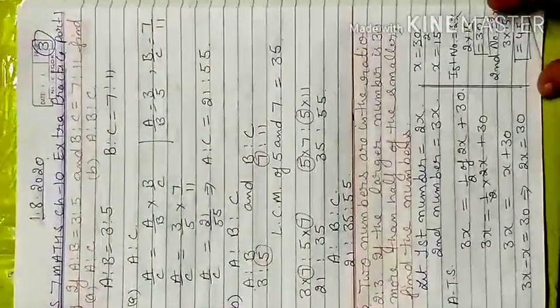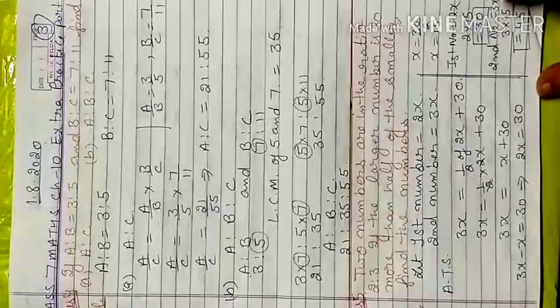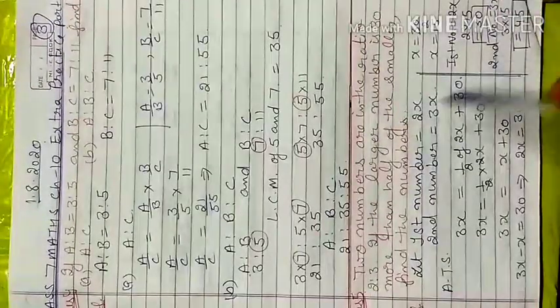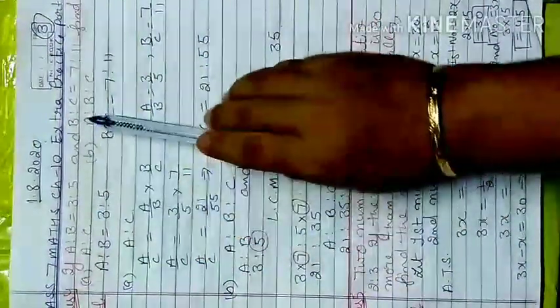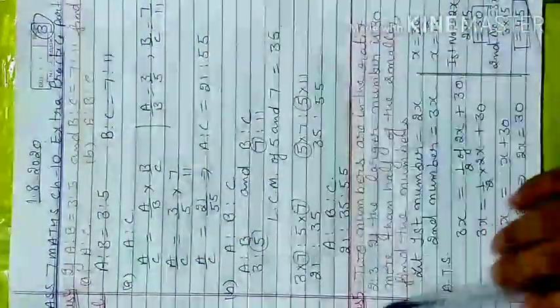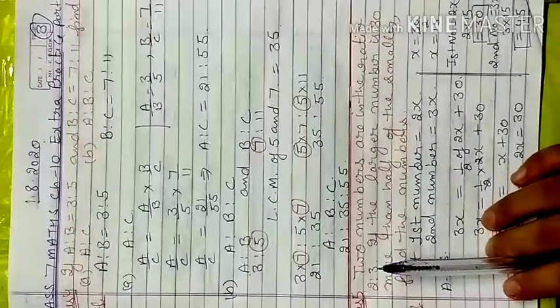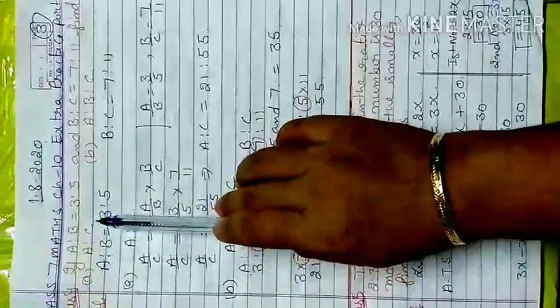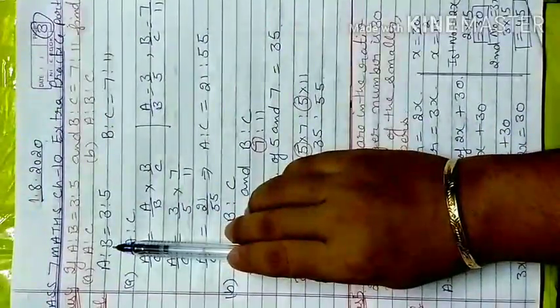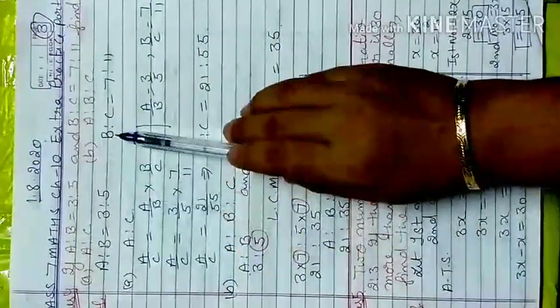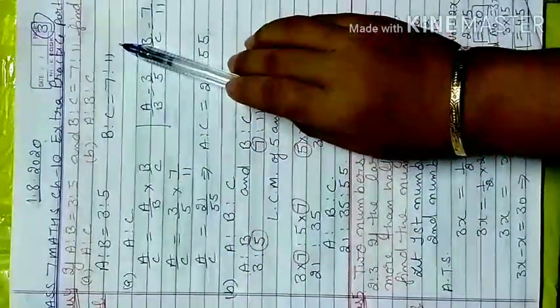Now next, your fourth question is: if a ratio b is 3 ratio 5, and b ratio c is 7 ratio 11. Two ratios are given to you, and you have to find a ratio c and a ratio b ratio c. So in this question there are two parts. What you will do in these two parts: first, a ratio b is equal to 3 ratio 5, and b ratio c is equal to 7 ratio 11.